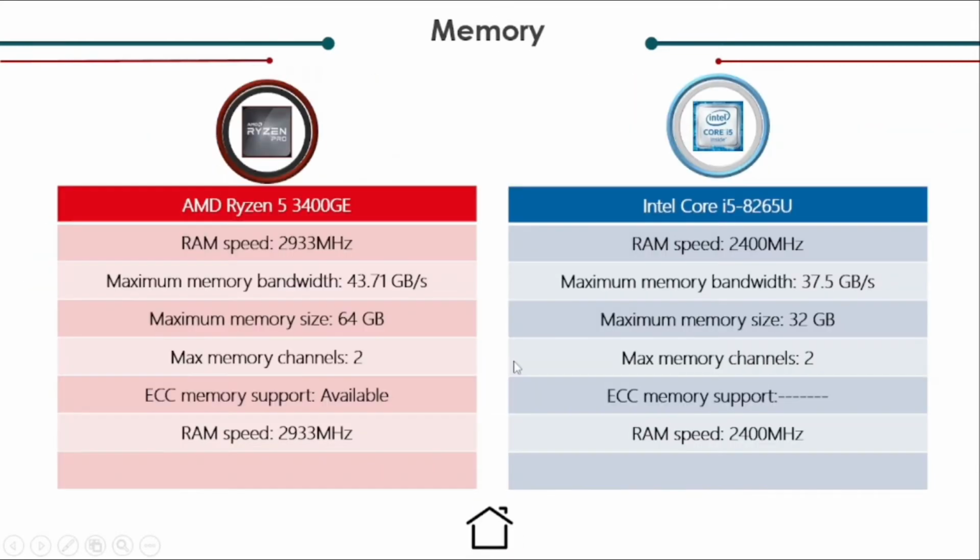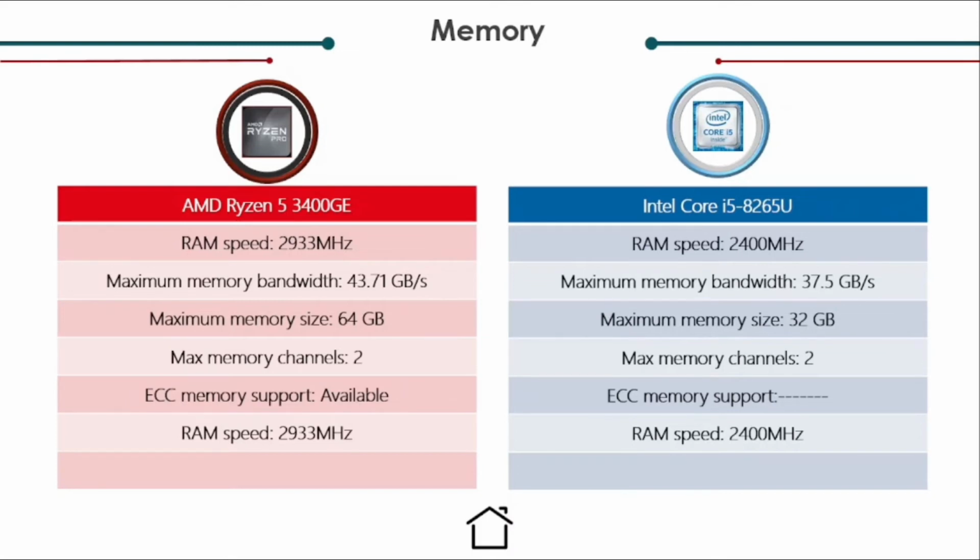And now moving on to the memory. For the AMD Ryzen 5 3400GE, we have the RAM speed of 2933 MHz, while the Intel Core i5-8265U has the RAM speed of 2400 MHz. The maximum memory bandwidth for the AMD Ryzen 5 is 43.71 GB per second. For the Intel Core i5-8265U, it is 37.5 GB per second.